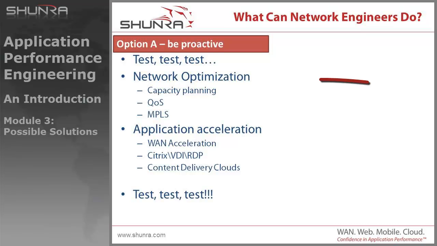So first thing I'd like to do is talk about network optimization. The first thing that we can do as a network engineer is capacity planning. We really need to understand what we're going to be putting through the network and understand the utilization before we can really design or troubleshoot that network. Second thing are kind of similar, being QoS and MPLS. QoS stands for quality of service. With QoS, what happens is we'll actually prioritize the different types of traffic going through the network.